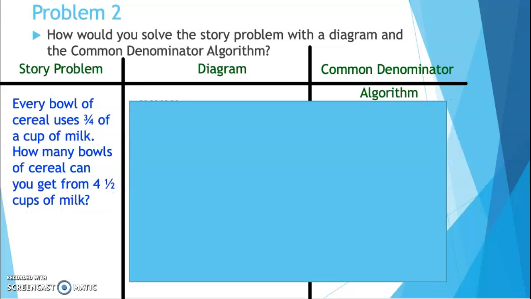Problem number 2. Every bowl of cereal uses 3/4 of a cup of milk. How many bowls of cereal can you get from 4.5 cups of milk? Okay, pencil to paper. Let's read it out loud one more time. Every bowl of cereal uses 3/4 of a cup of milk. How many bowls of cereal can you get from 4.5 cups of milk? Do your diagram, hit pause, do your diagram, and then come back.